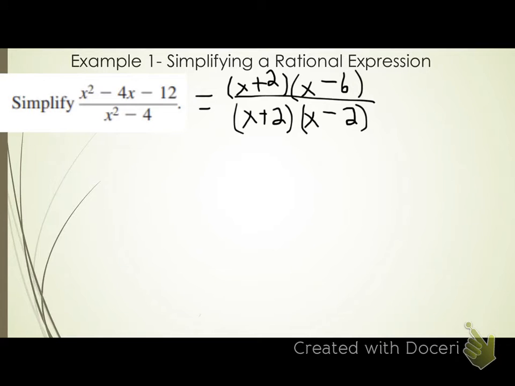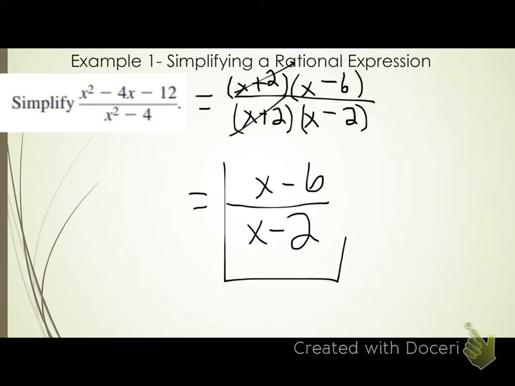Are we done? Not yet, because what can cancel out? Yeah, x plus 2. The x plus 2 in the numerator can cancel out with the x plus 2 in the denominator. So that leaves me with x minus 6 over x minus 2. Any questions on that? So this would be my simplified expression. Any questions on that?